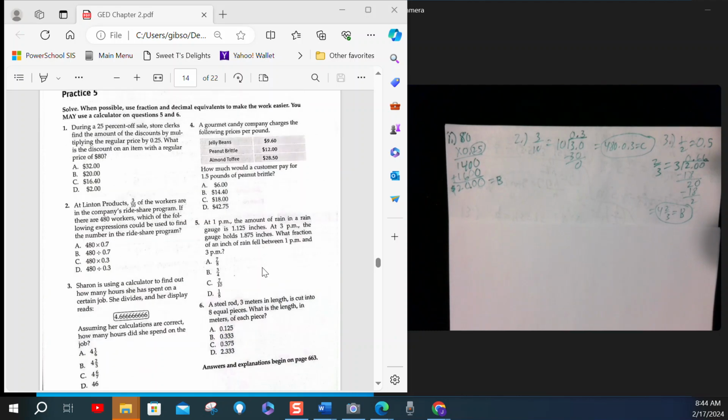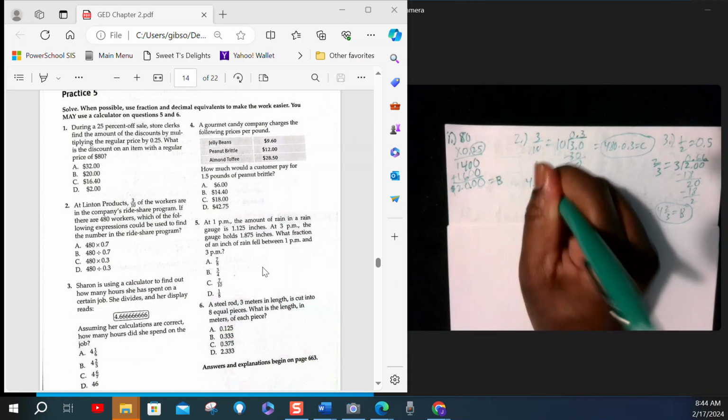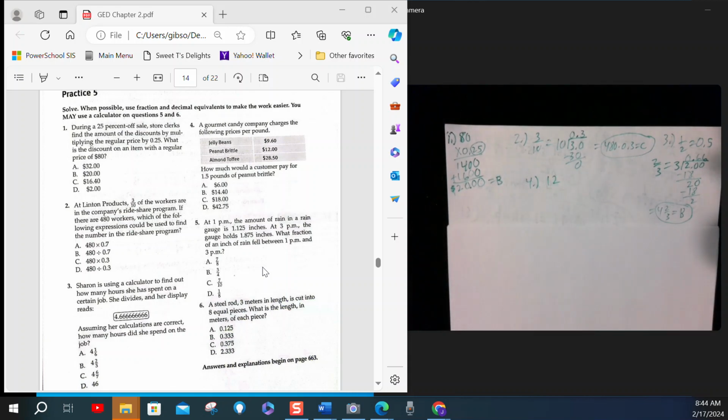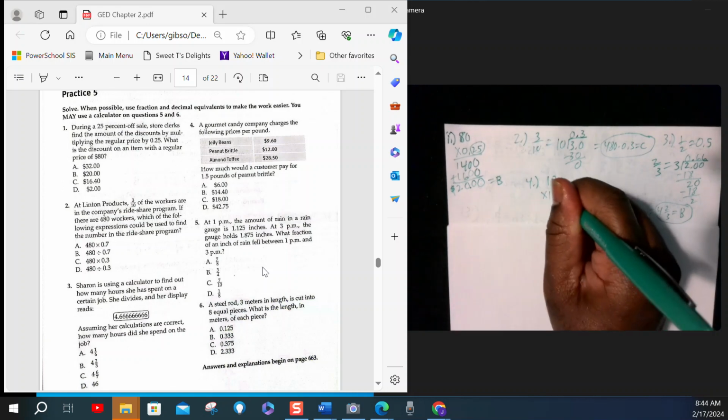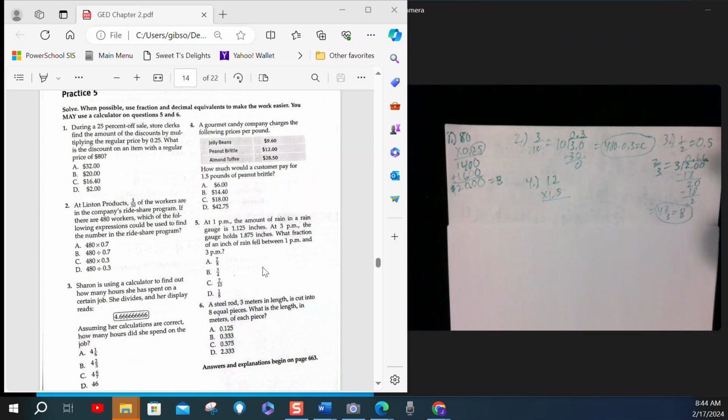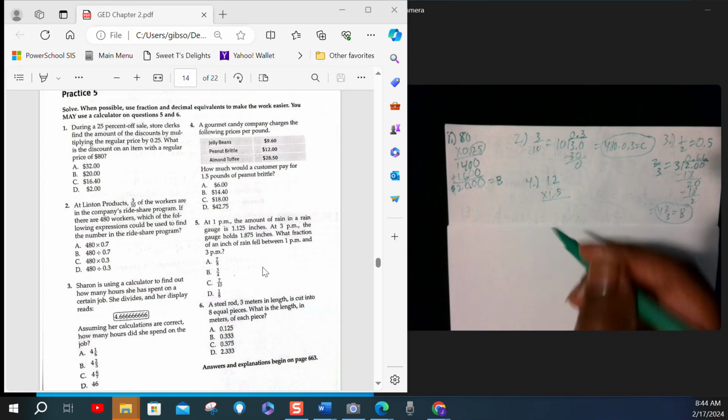Okay, now we go here to problem 4. It says a gourmet candy company charges the following prices per pound. How much would a customer pay for 1.5 pounds of peanut brittle? So what we would do, this is multiplication. So we have peanut brittle, which is $12, and we're going to multiply that by 1.5. So go ahead and multiply.